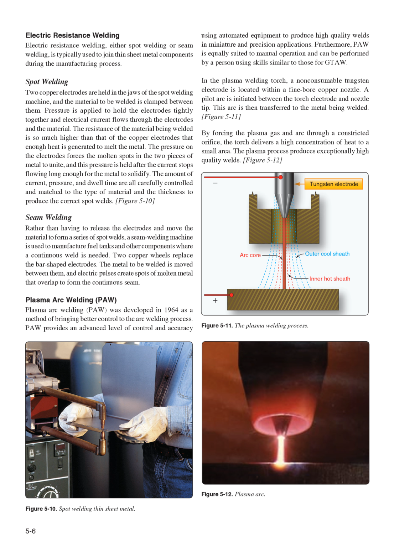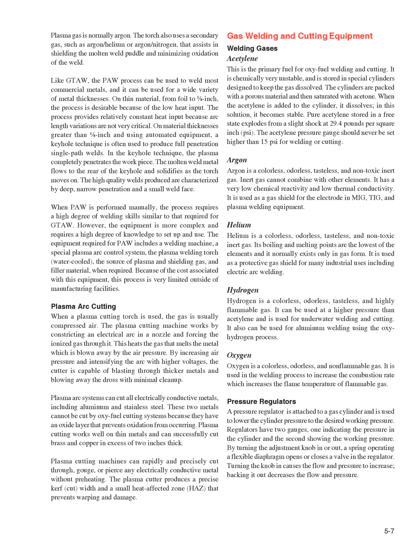Figure 5.11, by forcing the plasma gas and arc through a constricted orifice, the torch delivers a high concentration of heat to a small area. The plasma process produces exceptionally high-quality welds. Figure 5.12. Plasma gas is normally argon.